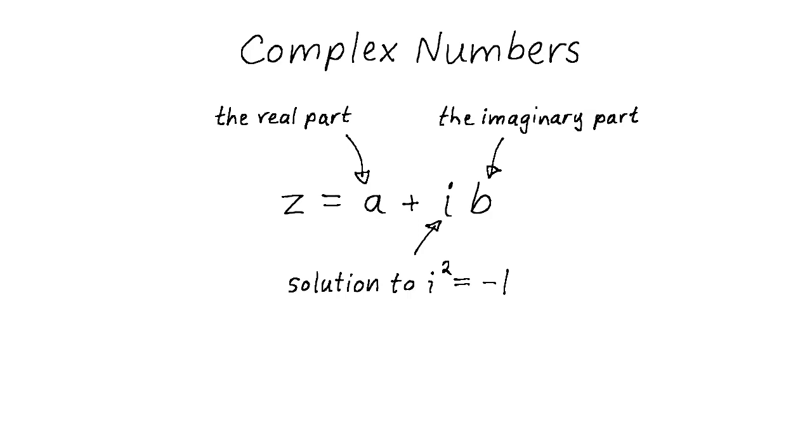Most complex numbers have, for lack of a better term, partners. We call the partner of a complex number z the conjugate of z and express it either as a minus i times b or as z bar.